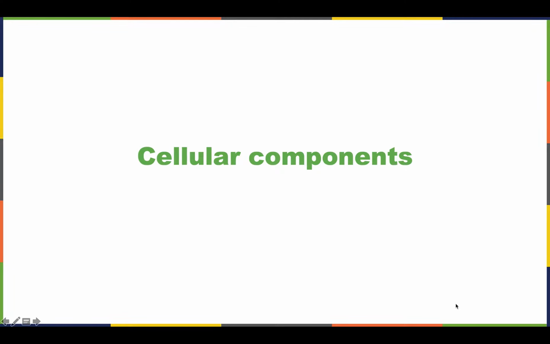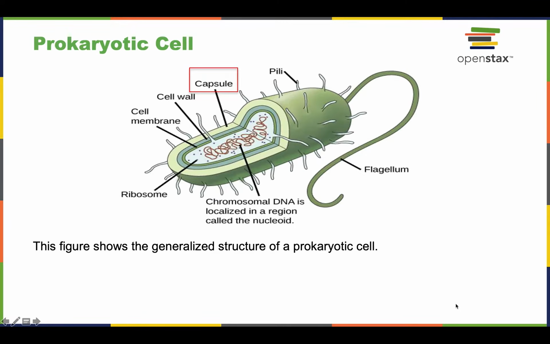In this video, we're going to learn about a number of cellular components and their functions. The simplest type of cell there is are prokaryotic cells, which compared to eukaryotic cells, as I mentioned, are pretty simple. A prokaryotic cell has a number of basic components.